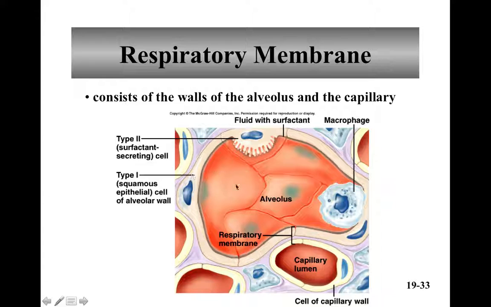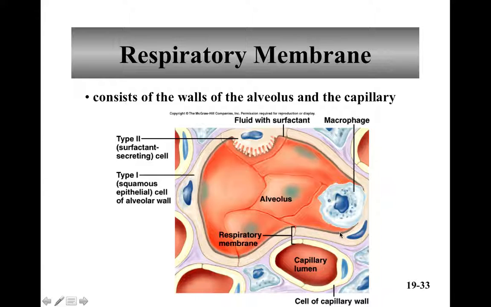And we take the pores out to make it a little bit simpler. There are cells in here, and they have a couple different jobs. The type 2 cell is a surfactant secreting cell. And so this fluid all around that alveolus is going to maintain very, very low surface tension.